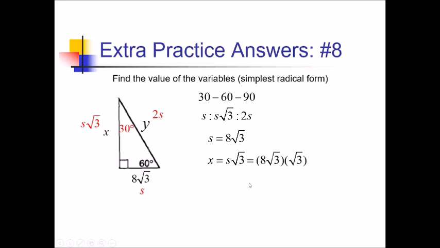So I'm plugging 8 radical 3 in for this s value, and I still have this radical 3 out here waiting to be multiplied. So radical 3 times radical 3, that's just 3. So we really have 8 times 3 going on here, which is 24. Now to get the value of y, we know that y and 2s are equivalent. So that means y is going to be 2 times this s value of 8 radical 3. 2 times that's just going to give me 16 radical 3.